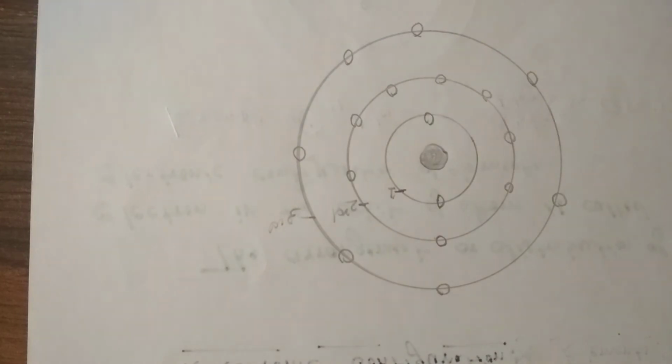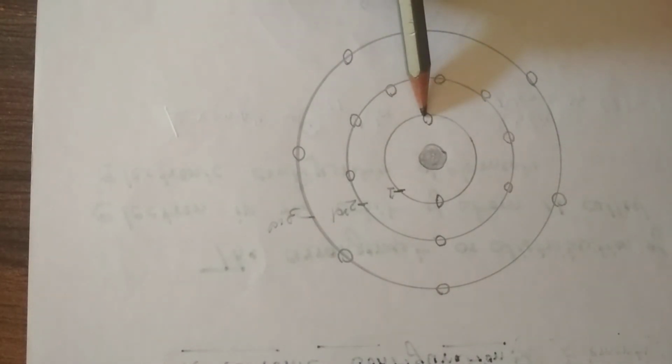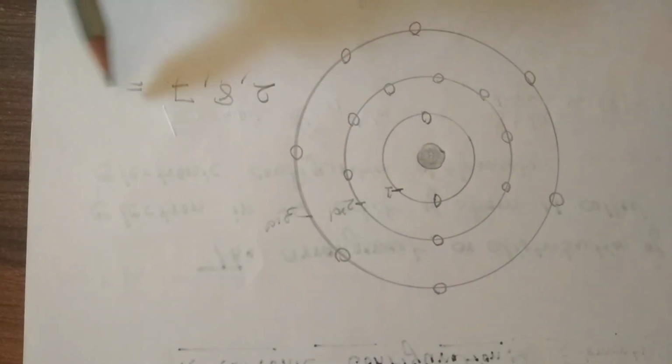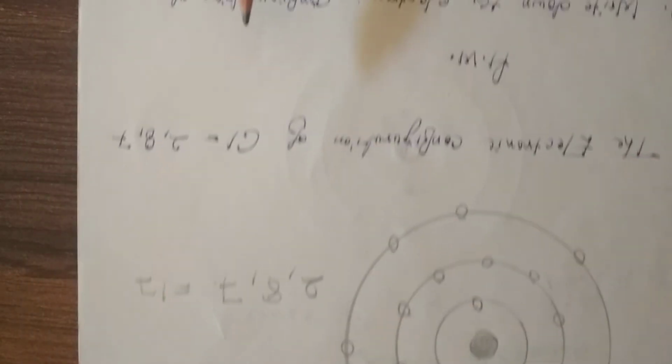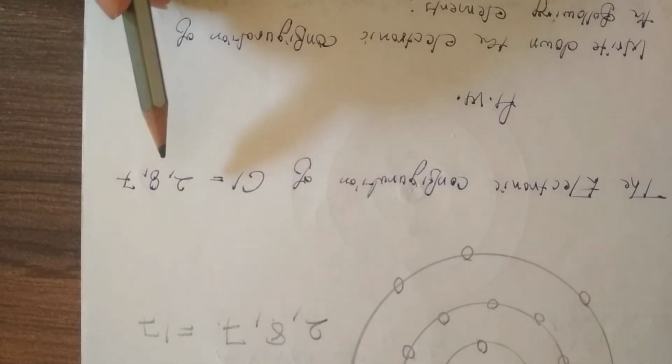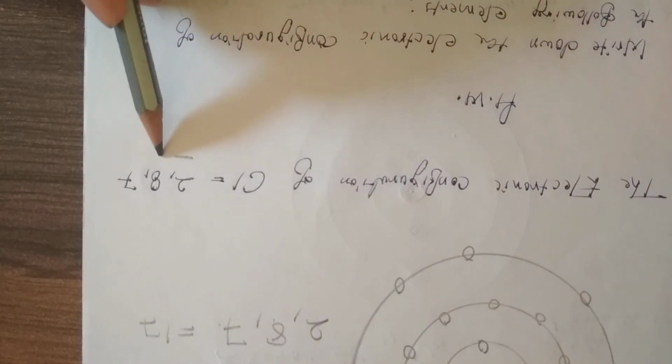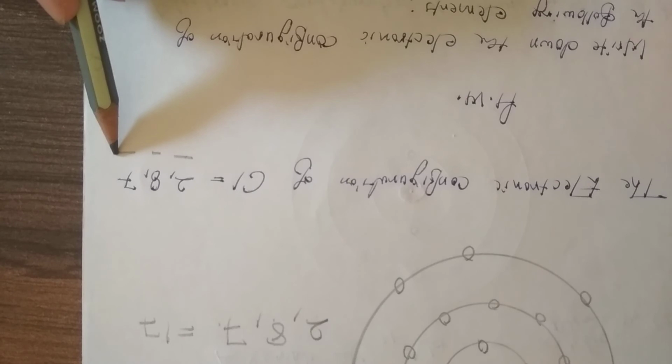Now you can count the total. The first orbit has 2. The first orbit has 2, the second orbit has 8 and the third orbit has 7. So 2 + 8 is 10 and 10 + 7 is 17. So the arrangement of electrons in chlorine is like this: first orbit 2, second orbit 8 and third orbit 7. Okay, clear? Have any doubt?